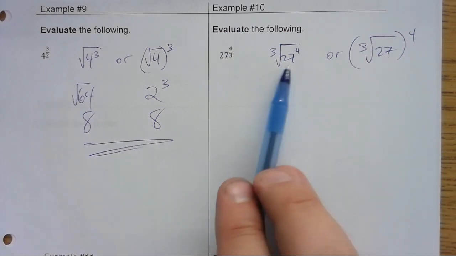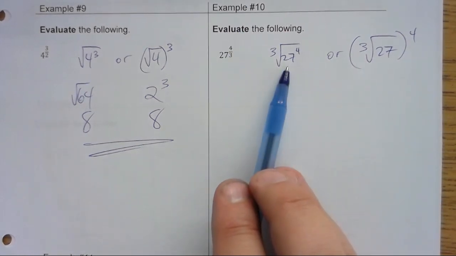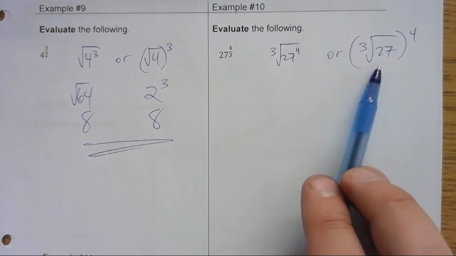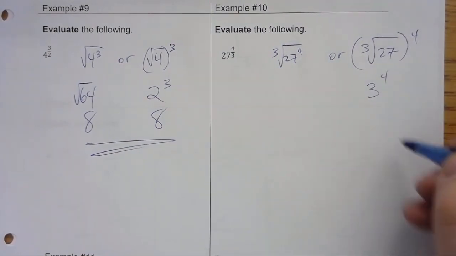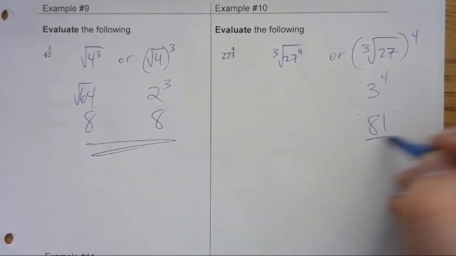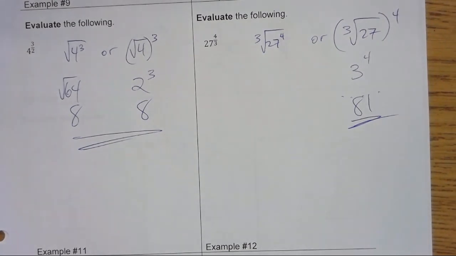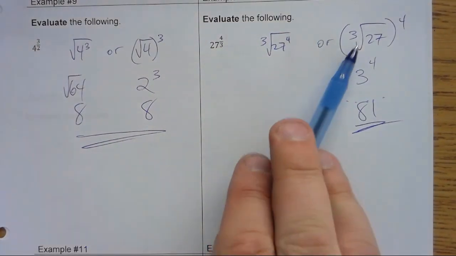I don't know about you, but I have no idea what 27 to the power 4 is. 20 to the power 4 would be, what, 160,000? So it's going to be big. I have no idea what that number is. But this number, that I can handle. What's that going to be? That's going to be 3 to the 4. 3 times 3 times 3 times 3 is 81. So there was an advantage to thinking about it this way.